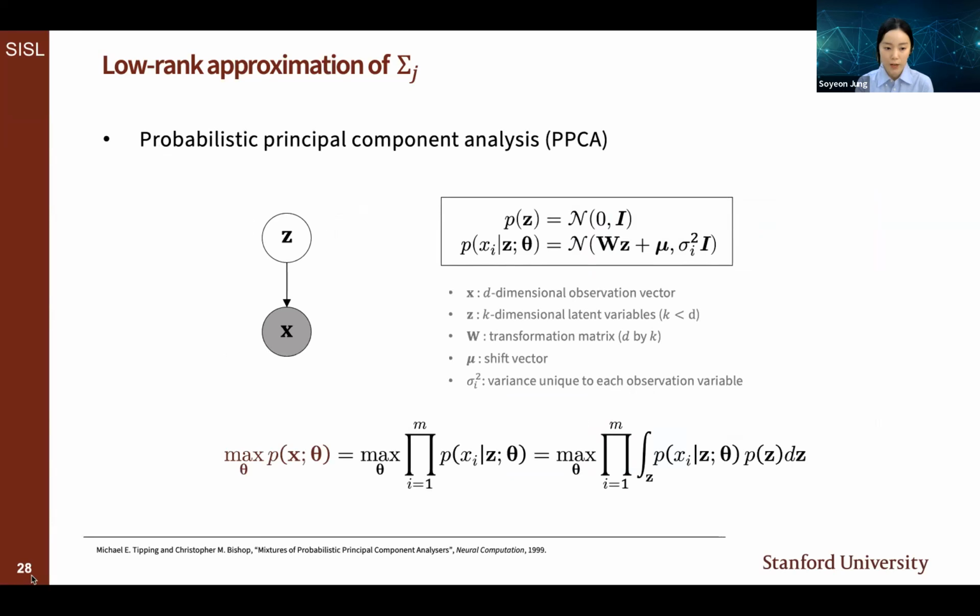To determine the optimal rank k, I used the probabilistic principal component analysis, or PPCA. The PPCA assumes that the input x is generated by having a lower dimensional latent variable z, and then mapping it into a higher dimensional space. Using different numbers of principal components or dimension k, we maximize the likelihood P of x by finding the maximum likelihood estimates of the parameters W, mu, and sigma. And the goal is to find k that achieves the highest likelihood.